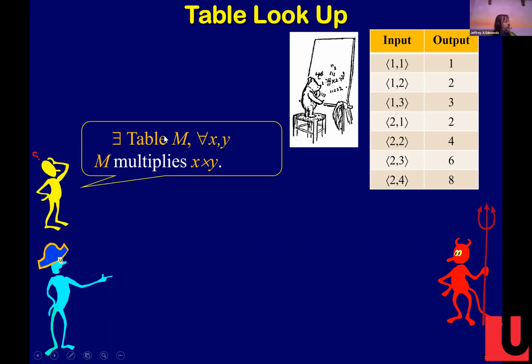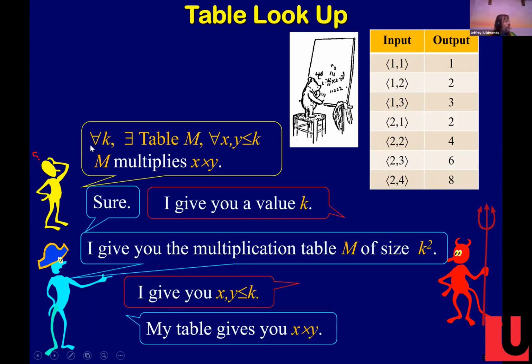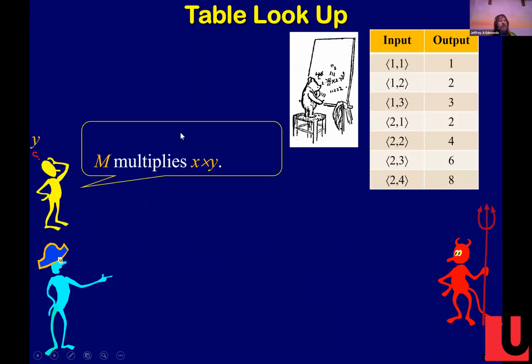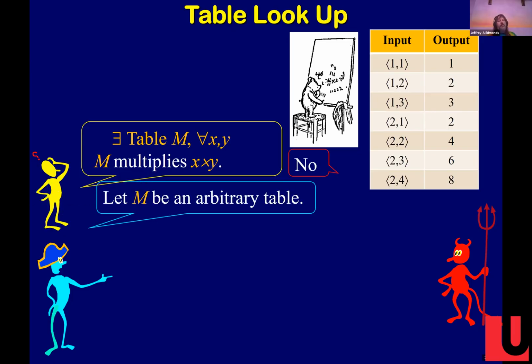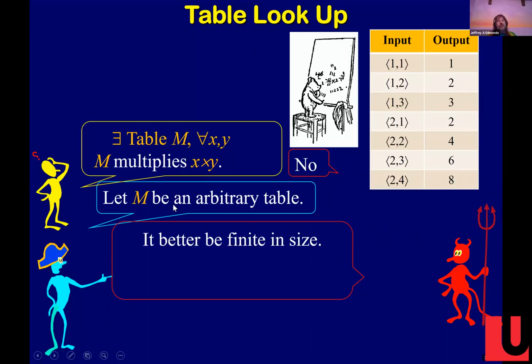All right, so here's a different question. Does there exist one table? Before, the table depended on k. You tell me a k, I'll come up with a table. You give me a bigger k, I'll give you a bigger table. But now we need one fixed table, and it needs to be of finite size. Does it work for every integers x and y? No, it doesn't. Why? Because I have to come up with one fixed table.